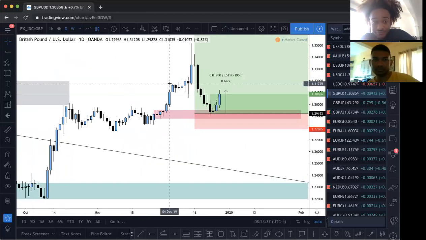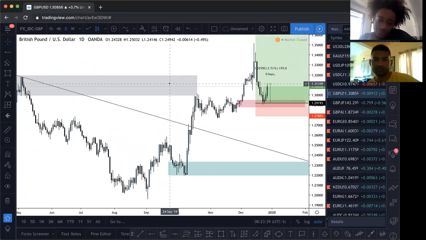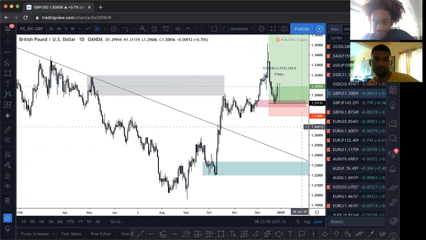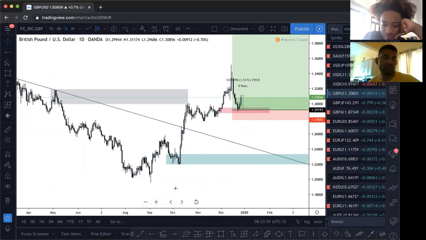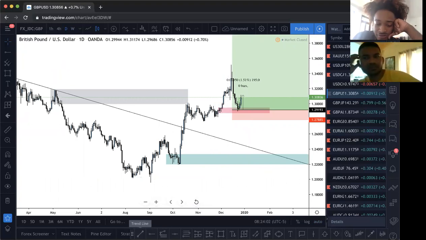So another rule you have to remember: CP zones are no longer valid once a trend line has been broken, right? You get me? What was I saying? So all CP zones are no longer valid once a trend line has been broken.